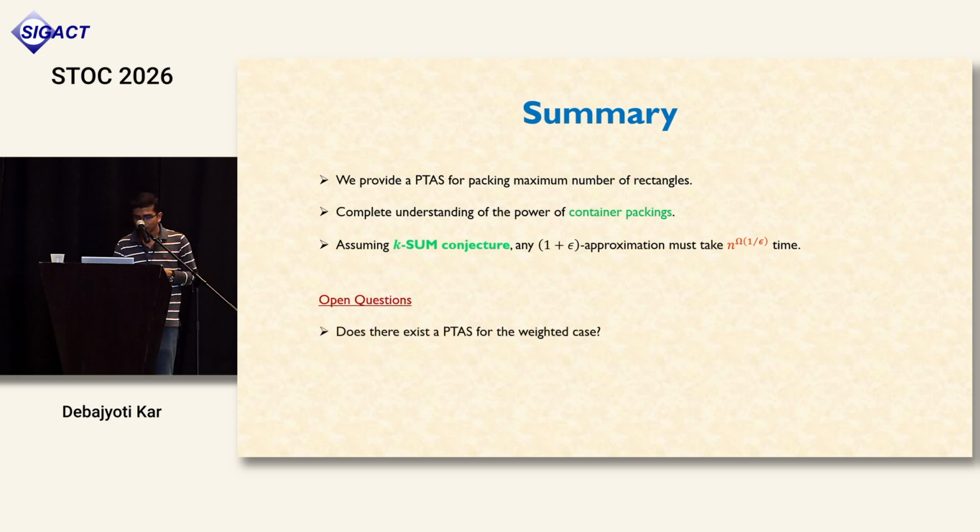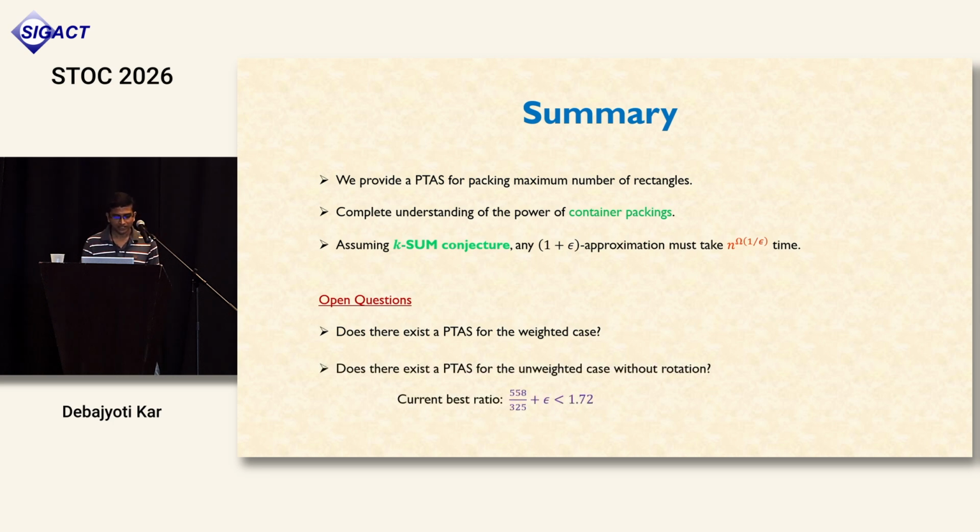And some open problems. The immediate open question is, can we get a PTAS for the weighted case of the problem? The approximation ratio that we achieve in our work is slightly better than 1.5, so there is still a lot of room for improvement. And the problem is also interesting in the setting without rotation. That is, what if we allow only translations of the rectangles? For this setting, currently the best approximation ratio is roughly 1.72. So there is still a lot of room for improvement here.